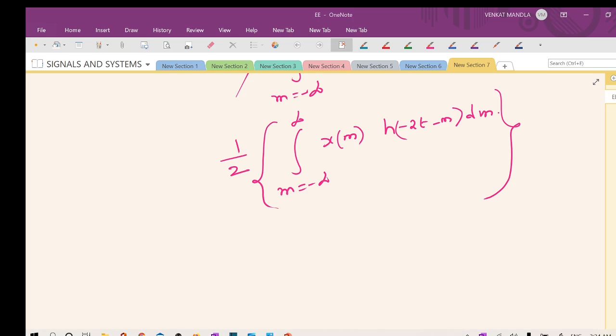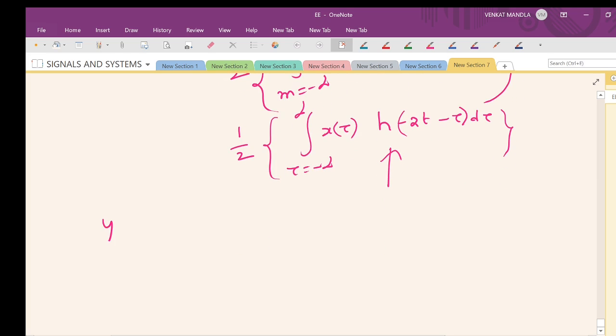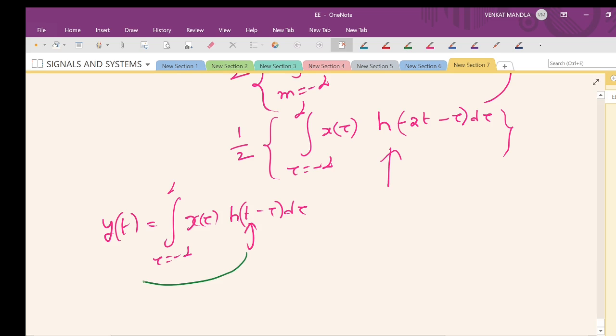Here in place of m, you can change m to tau. So 1/2 tau equals the integral from -infinity to +infinity of x of tau h of -2t minus tau d tau. This can be written as y of t, because we know the definition: y of t equals the integral from tau equal to -infinity to +infinity of x of tau h of t minus tau d tau. So here t is there, that is why we are putting t.